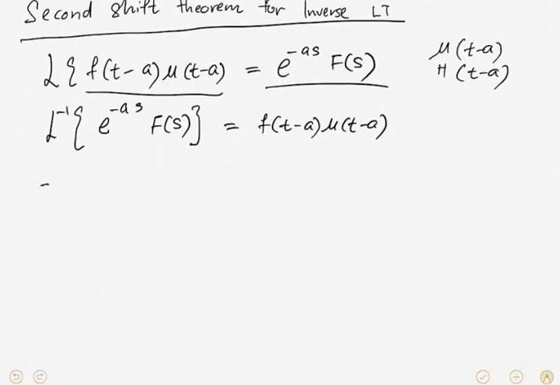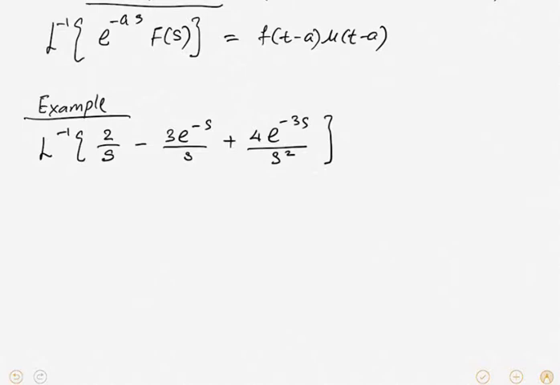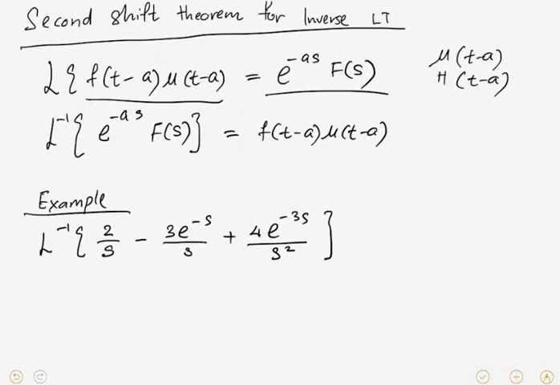Example, let's say you have this inverse Laplace transform: the inverse Laplace transform of 2 over s minus 3 e to the power negative s over s plus 4 e to the power negative 3s over s squared. Find the inverse Laplace transform of this expression using the second shift theorem, and write the answer in the form of the unit step function, and sketch the graph.